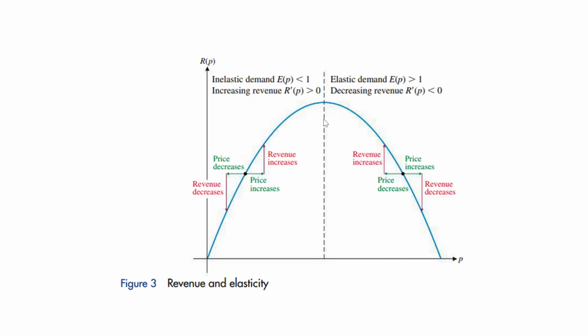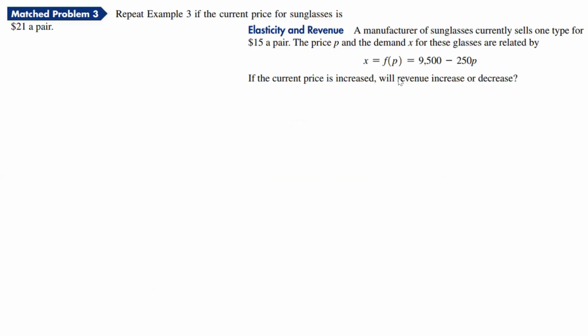All right, so let's look at one last problem because all the problems are going to be the same. We're going to use the formula to find E of P, and then we're just going to plug in values. So we're repeating this example, except we're going to be $21 a pair instead of our $15 a pair. A manufacturer of sunglasses currently sells one type for $21 a pair. The price P and demand X for these glasses are related by this equation. If the current price is increased, will revenue increase or decrease?